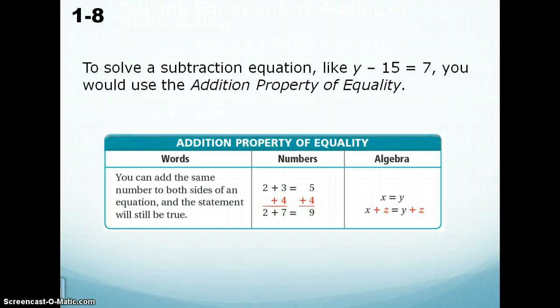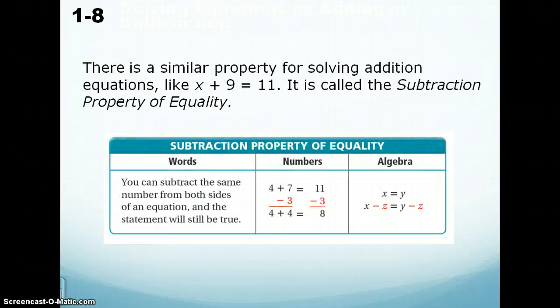The addition property of equality tells us that we can add the same number to both sides of an equation and keep it balanced. Likewise, the subtraction property of equality says we can subtract the same value from both sides and it will still be balanced. We're going to use the addition and subtraction properties of equality to solve equations.